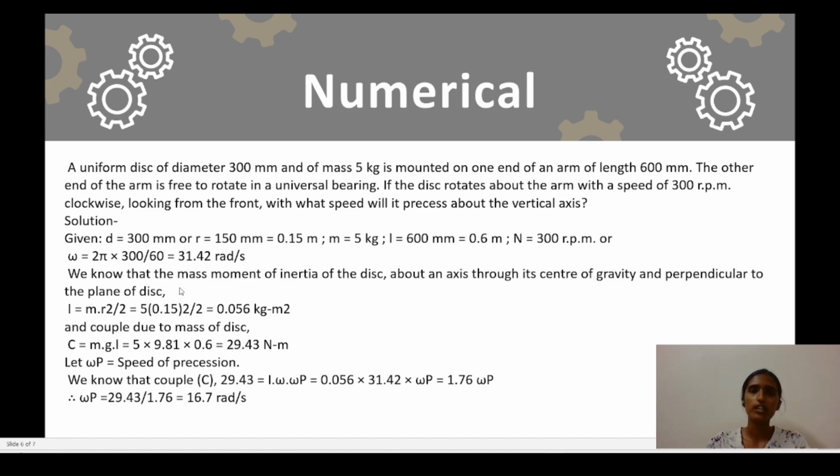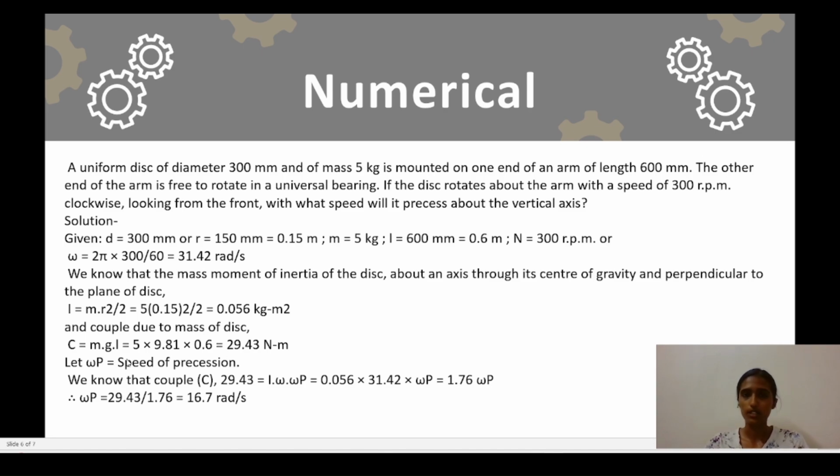And now we need to find the moment of inertia. The moment of inertia for the disc is given by m r square divided by 2. So by the formula we found this answer, that is 0.056. And further we need to find the gyroscopic couple. For the disc it is given as mass into gravitation into its distance. So by the formula we found the answer. We got 29.43 Newton meter.